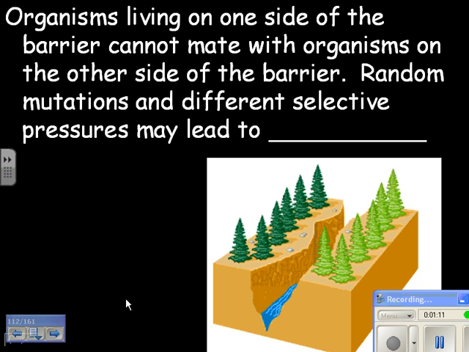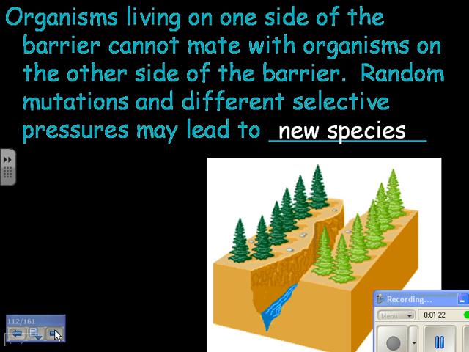So organisms living on one side of the barrier cannot mate with organisms on the other side of the barrier. So there's no, what we call, gene flow. Random mutations and different selective pressures may eventually lead to a new species.